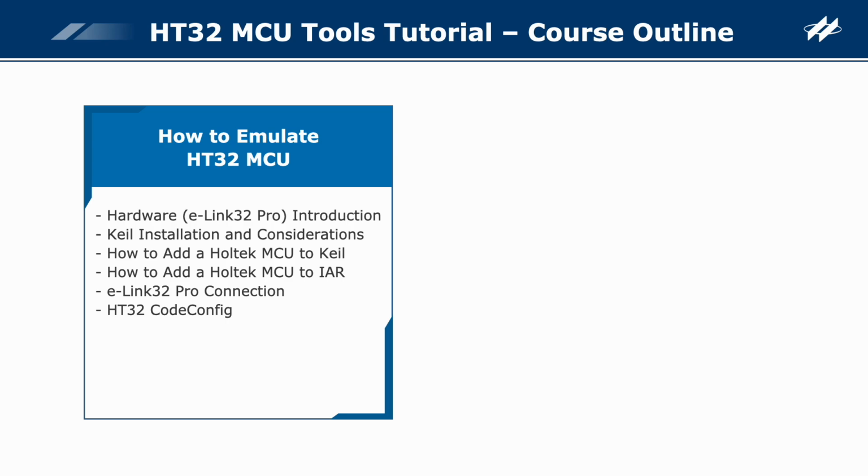How to emulate HT32 MCU. The eLink32 Pro is a new generation debug adapter developed by Holtek for 32-bit MCUs. It provides a simple, fast, and complete development tool that allows developers to program and debug their programs on the development board. By using it together with Keil MDK-ARM, IAR Embedded Workbench for ARM, or Segger Embedded Studio, the eLink32 Pro provides powerful support to help developers implement efficient development and debugging.